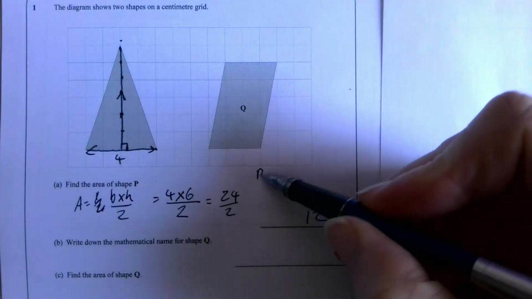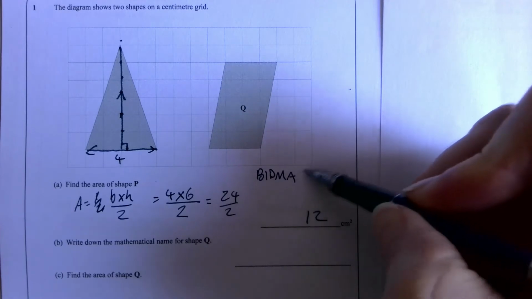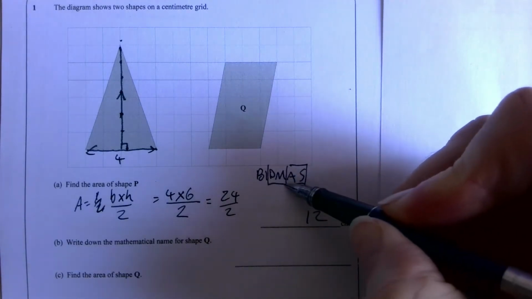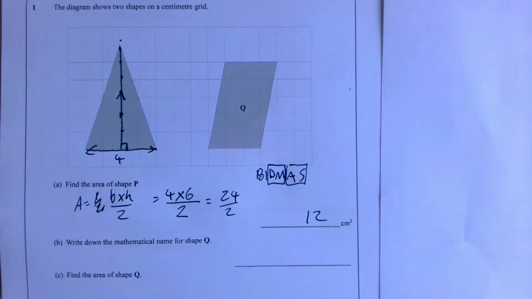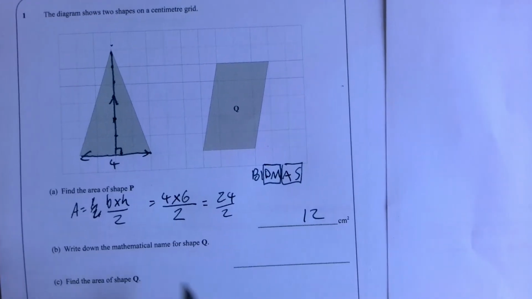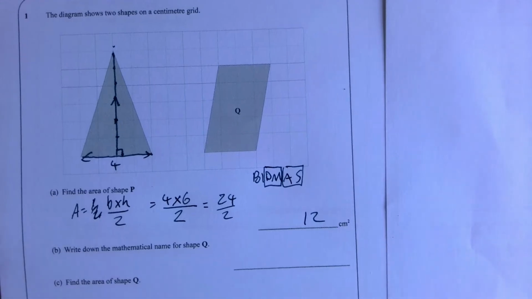You know that whole thing of BIDMAS? Really, the adding and subtracting, because they're the opposite of each other, are held as equal, so you have to do the brackets, then you do the indices, then you do division or multiplication. Anyway, I digress.